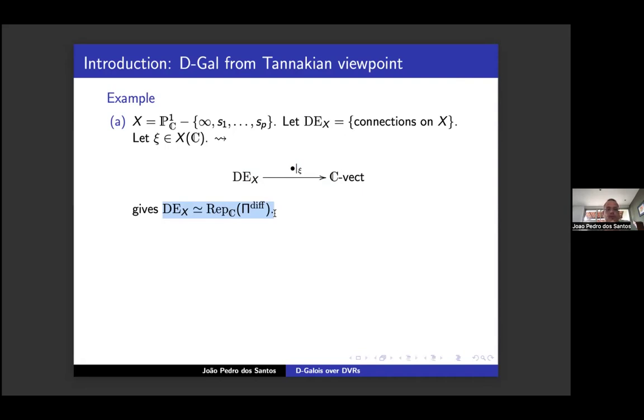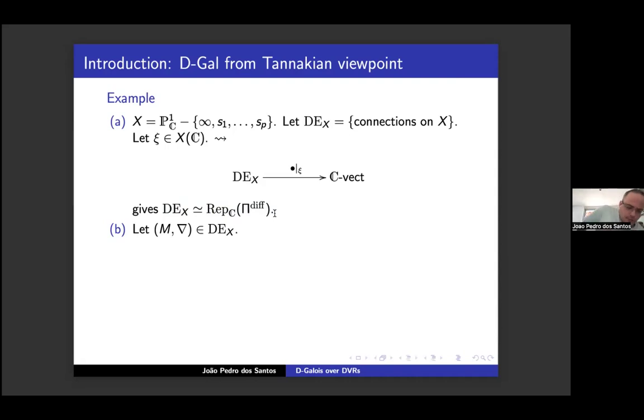And you have this equivalence between the category of connections all over C with this pi differential. So this is a big group, a fine group. But if you're going— sorry, João, just to clarify, is this the definition of pi diff? Exactly. Okay. Exactly.